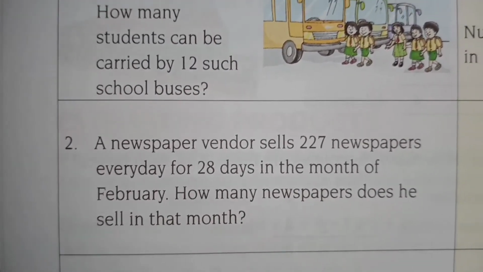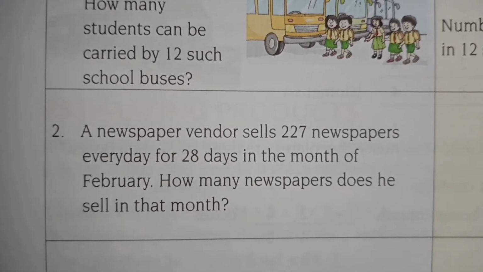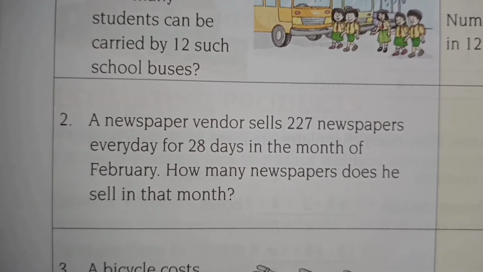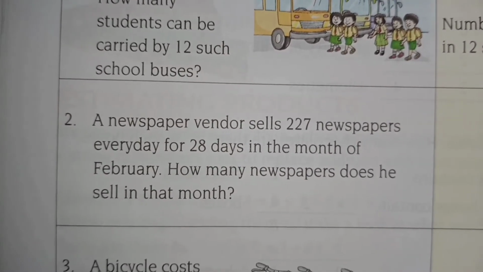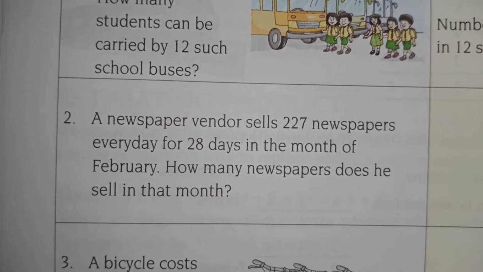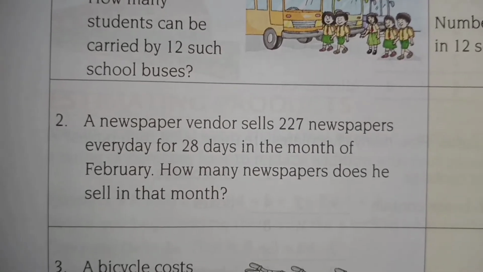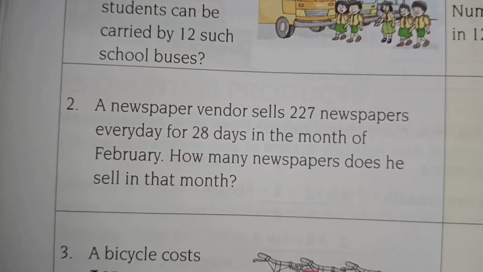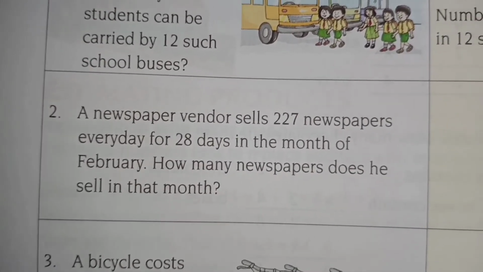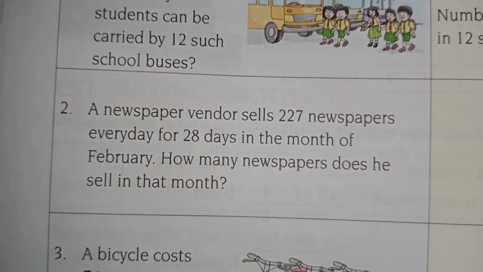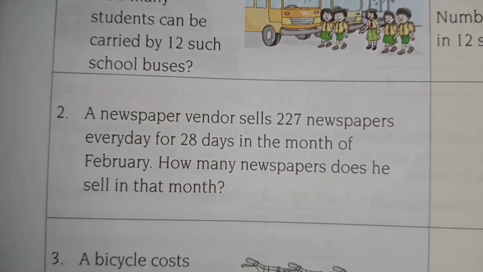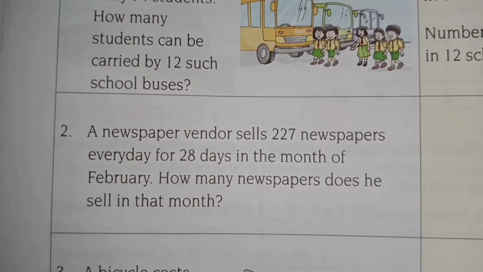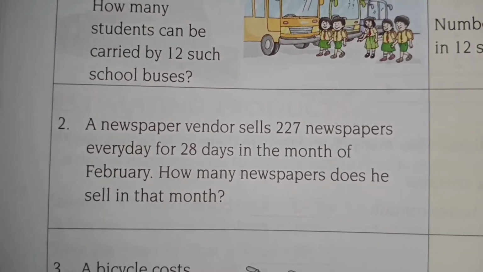A newspaper vendor sells 227 newspapers every day for 28 days in the month of February. How many newspapers does he sell in that month? So a newspaper vendor, how many newspapers does he sell in one day? 227 newspapers in one day. Okay, and they're asking us how many newspapers he sold in 28 days.